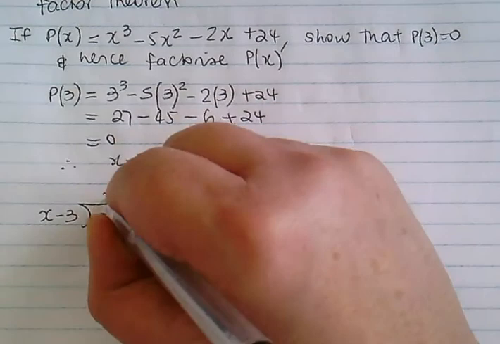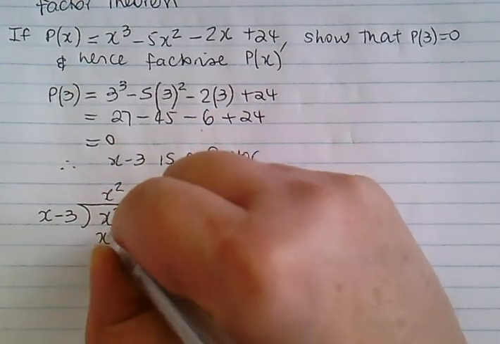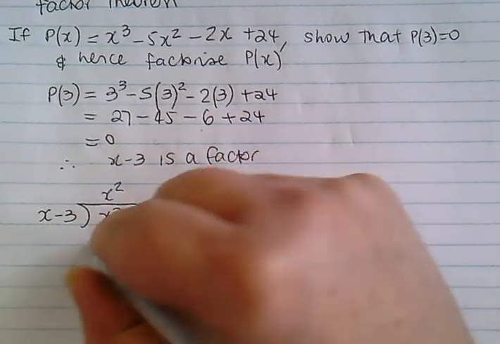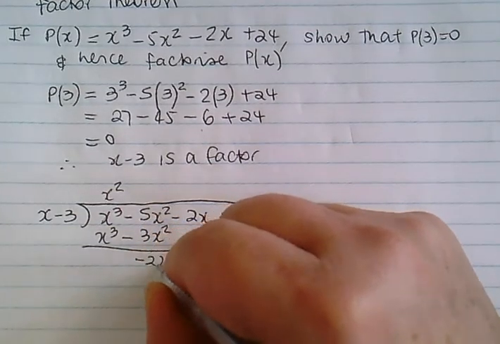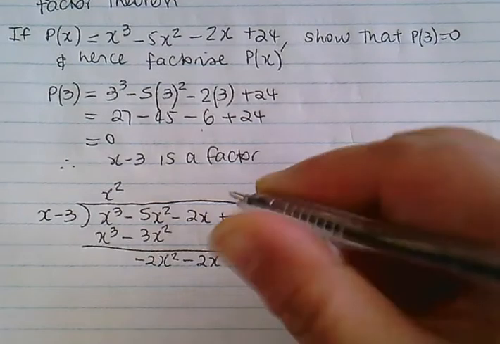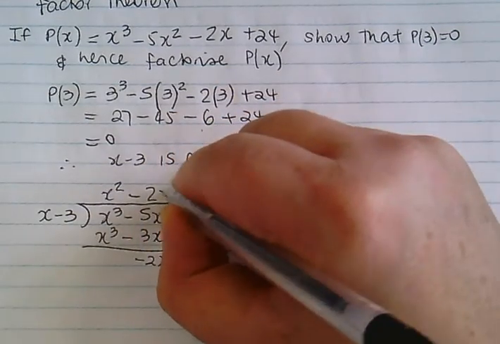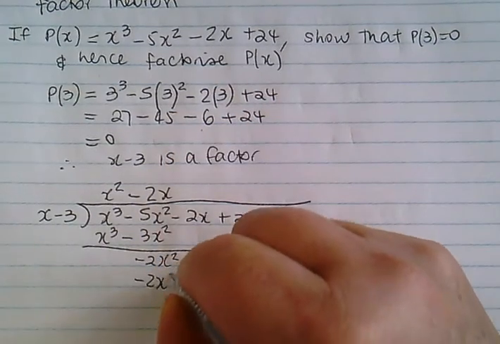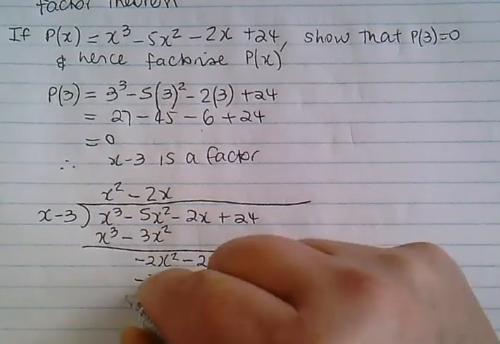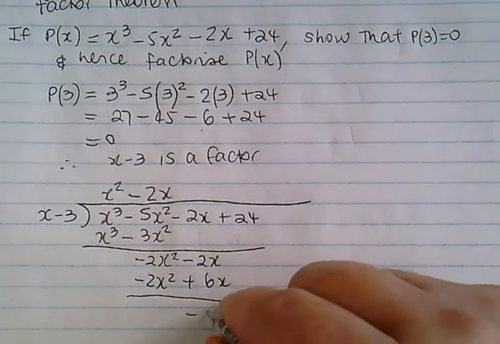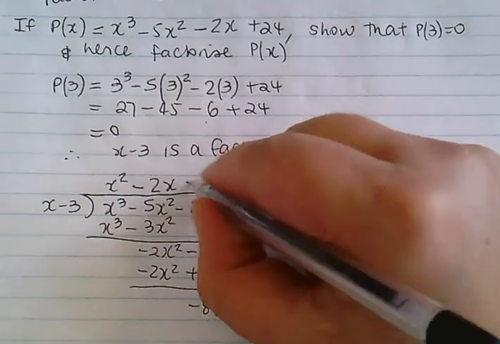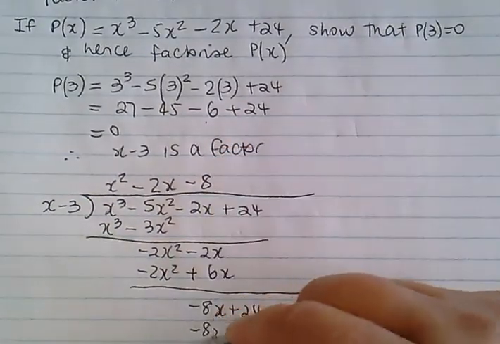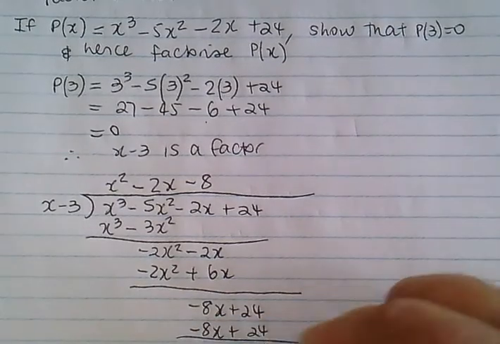So what have we got? X squared. So we've got x cubed minus 3x squared. And we've got negative 5 plus 3x is negative 2x squared minus 2x. We've got minus 2x squared plus 6x. Negative 2x minus 6x is negative 8x plus 24. Remember, you've got to get no remainder. So negative 8x plus 24, which is 0.